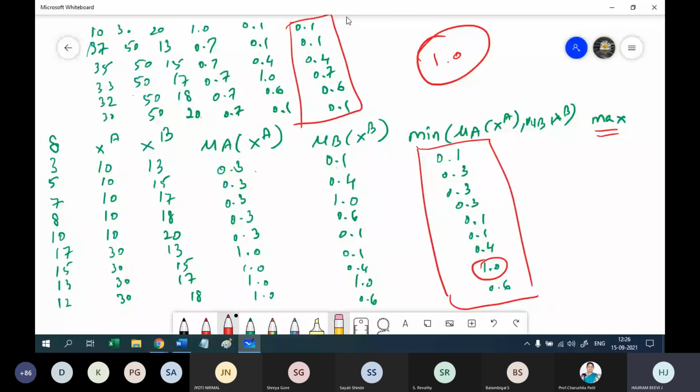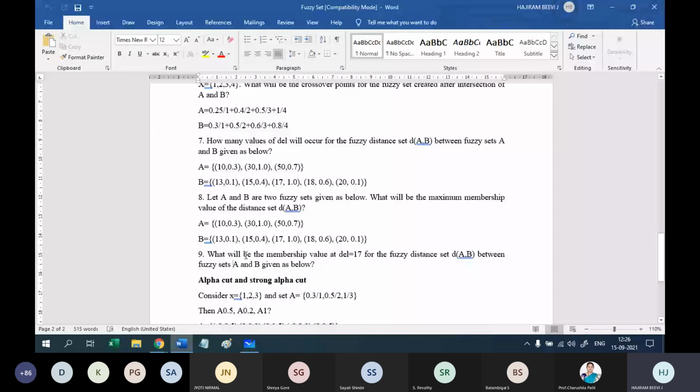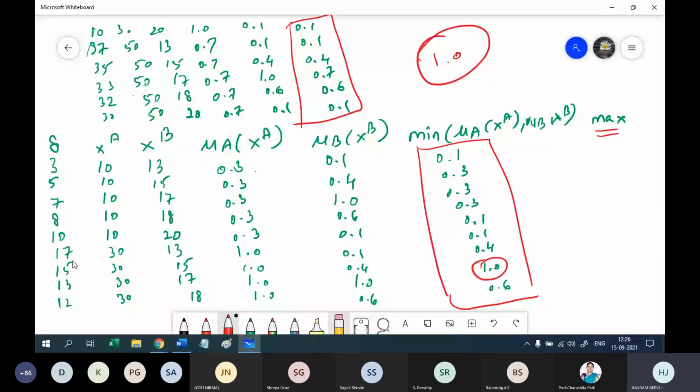The next question is also connected to the previous problem only. What will be the membership value at del equal to 17 for the distance set D of A comma B between fuzzy sets A and B given below? They are asking the membership value at del equal to 17, which means distance equal to 17. What is the membership value? See, here we have the distance 17.